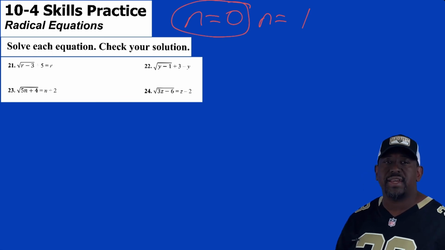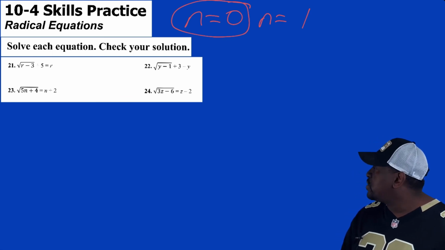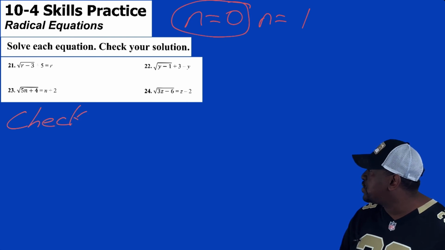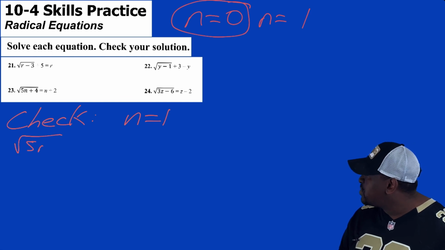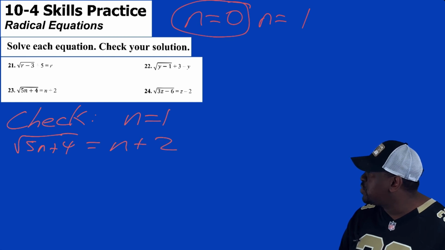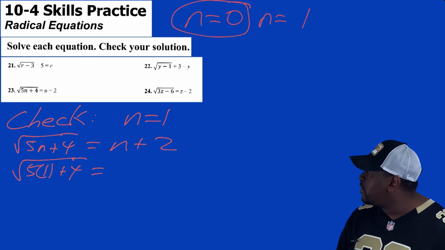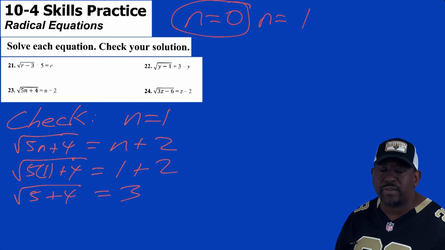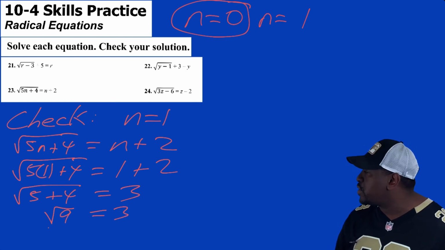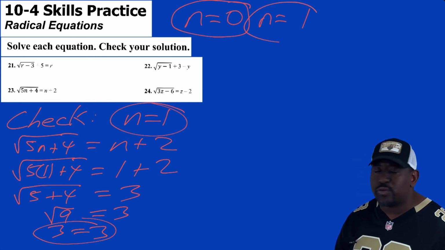So we'll plug that in next. We do the check now. We write our original equation, which is the square root of 5n plus 4 equals n plus 2. We'll substitute 1 into both values of n, and we'll have the square root of 5 times 1 plus 4 equals 1 plus 2. 5 times 1 is 5. 5 plus 4 simplifies to the square root of 9. Square root of 9 is equal to 3. 1 plus 2 is equal to 3, so n equals 1 is a valid solution.